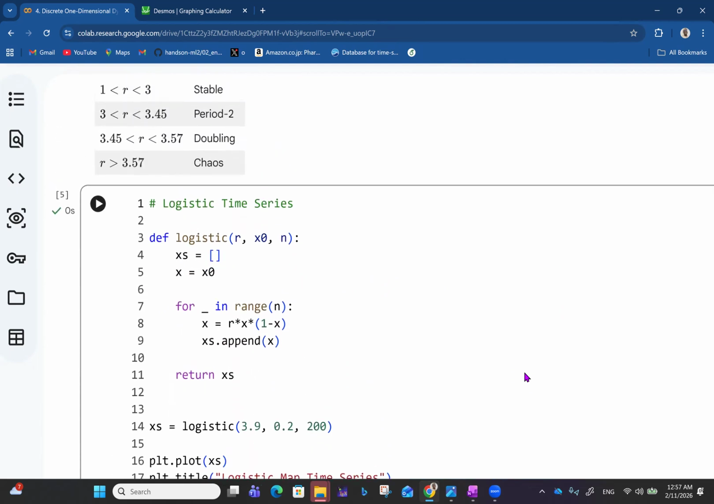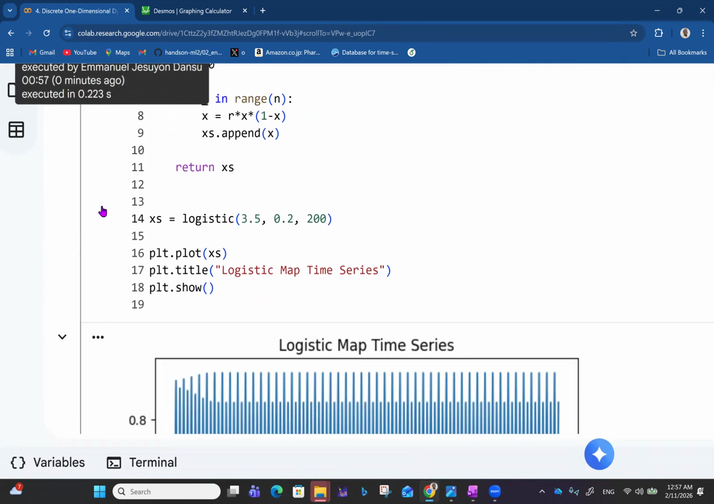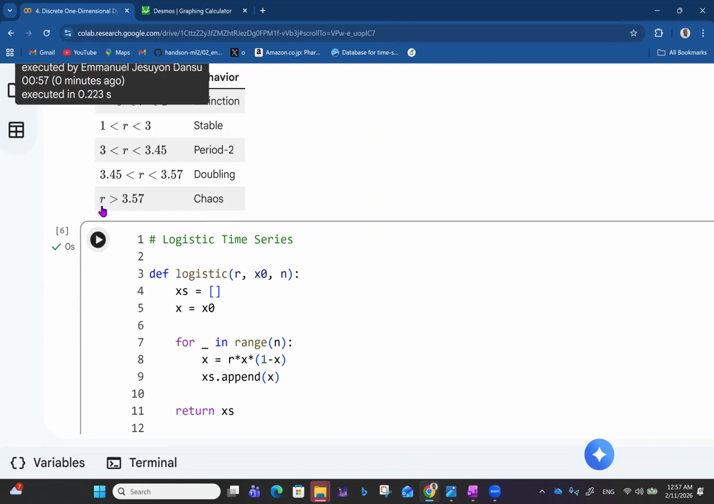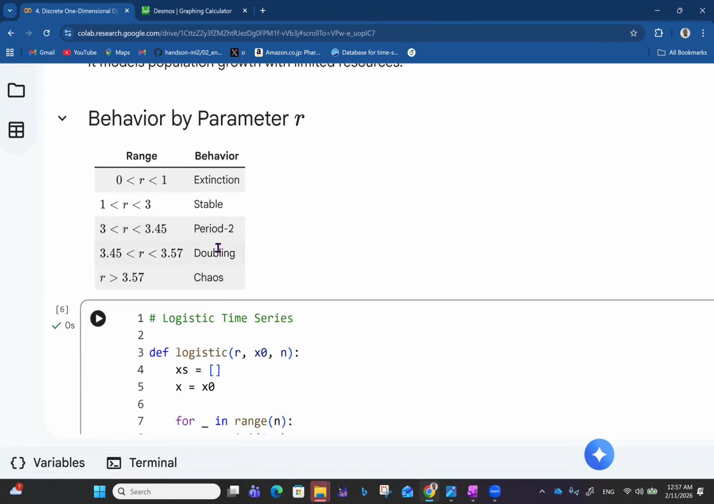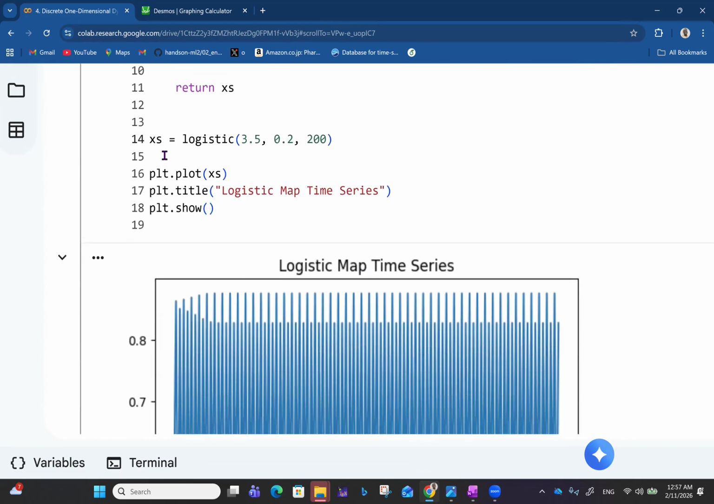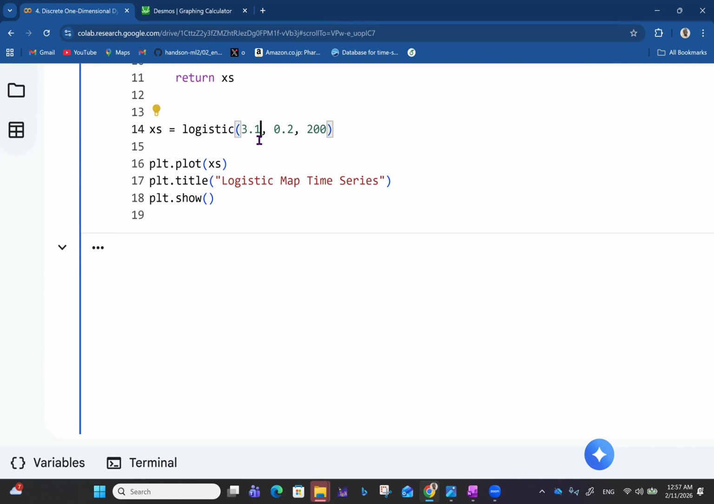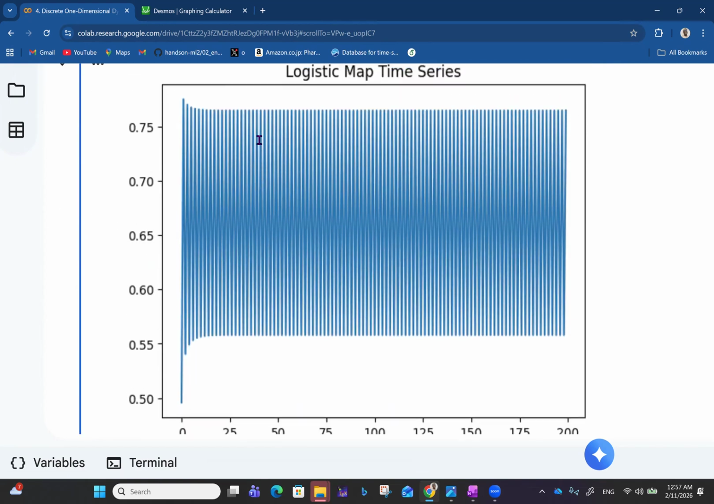What if I choose 3.5? 3.5 is between 3.45 and 3.57, so I make this 3.5. In that case, we expect it to be doubling. If I run 3.5, you have doubling happening like this. Then what if it's from 3 to 3.45? Let's say I choose 3.1. If I choose 3.1, that'll be period 2. I run that now, and 3.1 gives period 2.